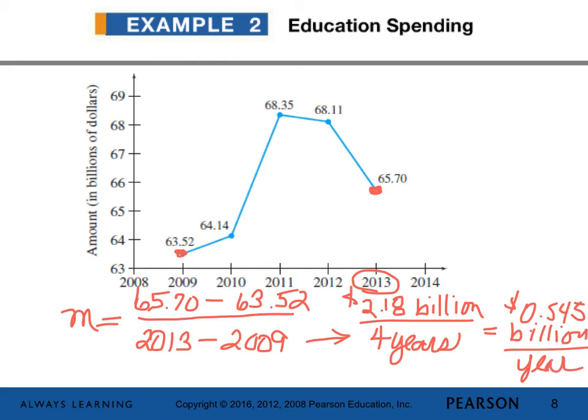So it's an average rate of change in spending. Basically we're saying that over the course of the 4 years, that's the average rate of change, which obviously is fairly close to the rate of change from 2009 to 2010. But notice that in 2010 to 11, spending increased sharply. Then in 2011 to 2012, it actually decreased slightly. And then from 2012 to 2013, it decreased even more sharply. And all of those changes actually averaged out to $0.545 billion per year.